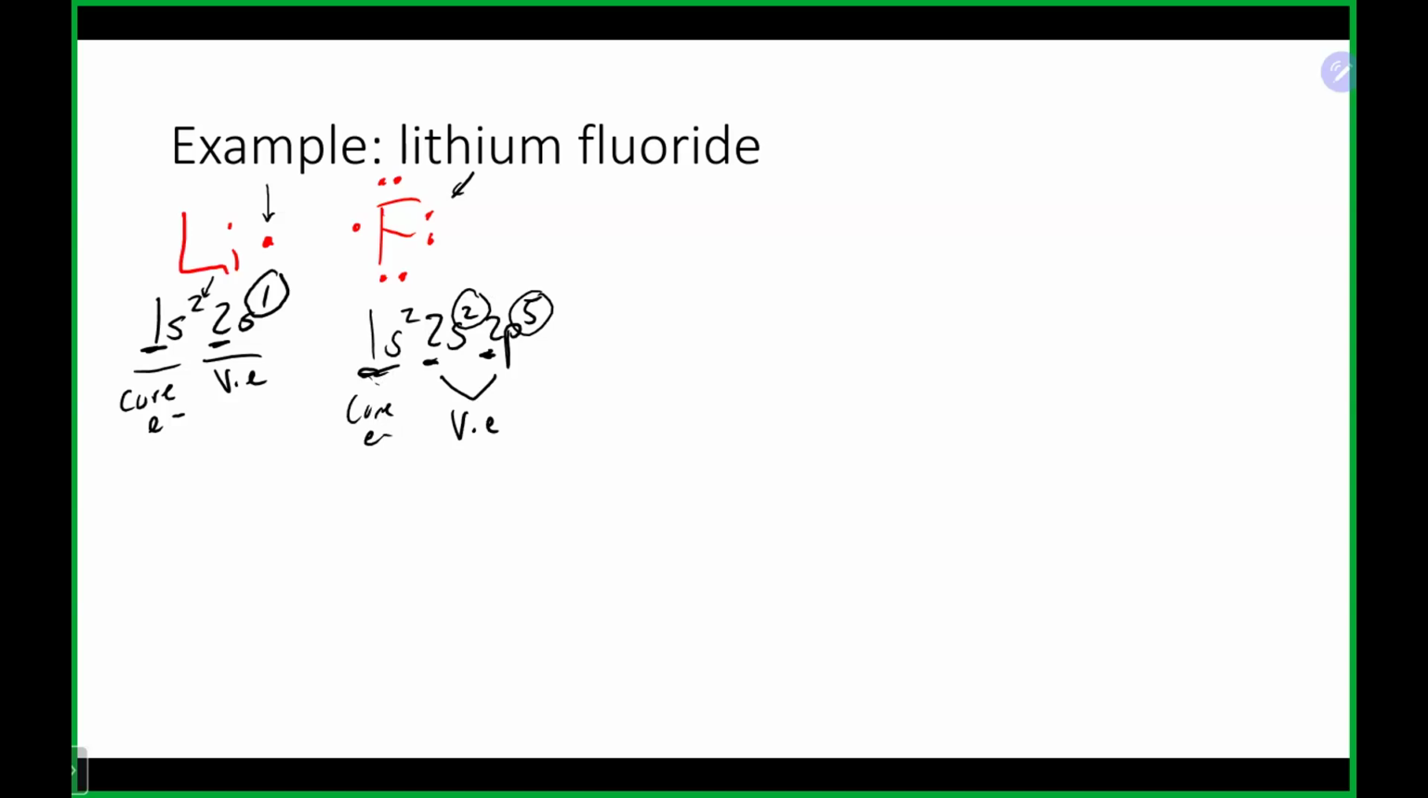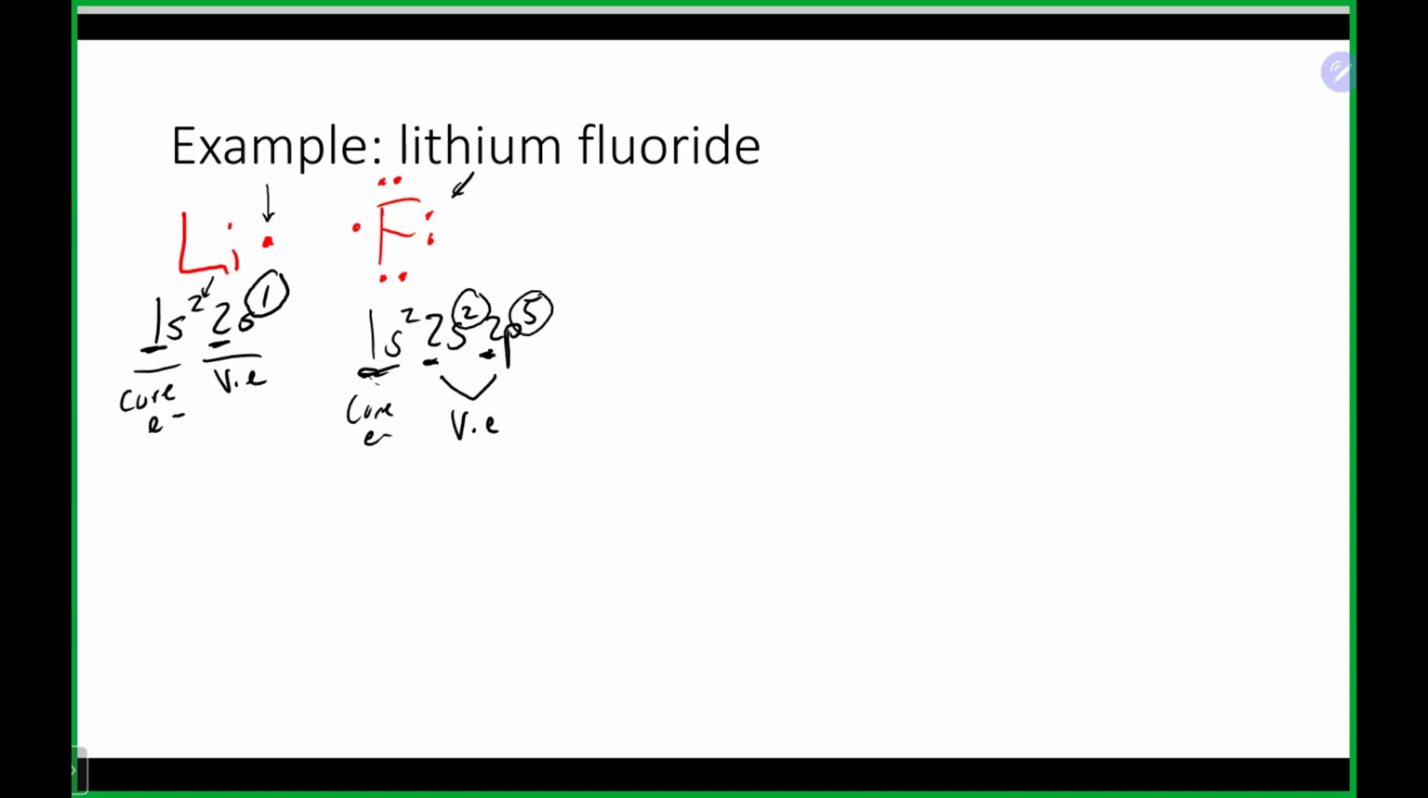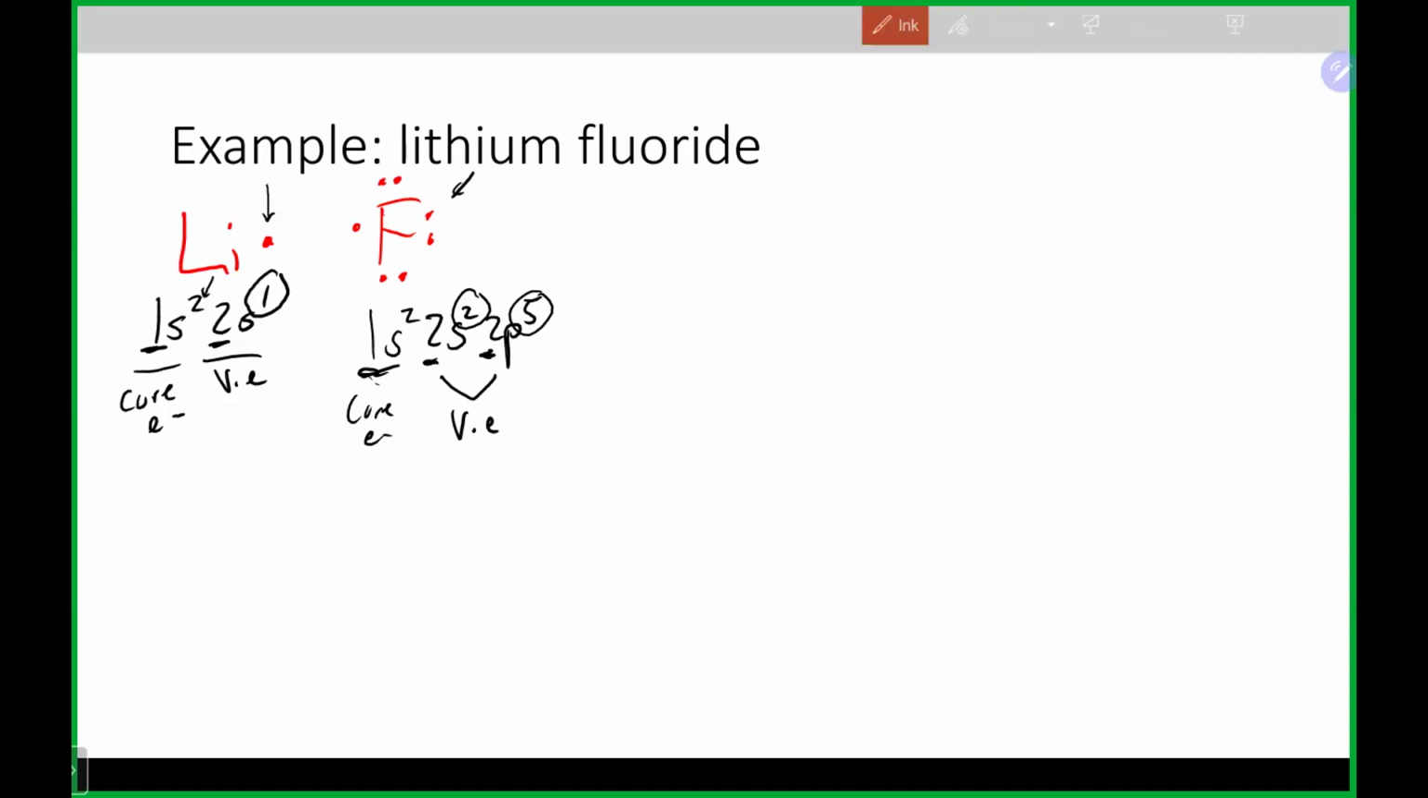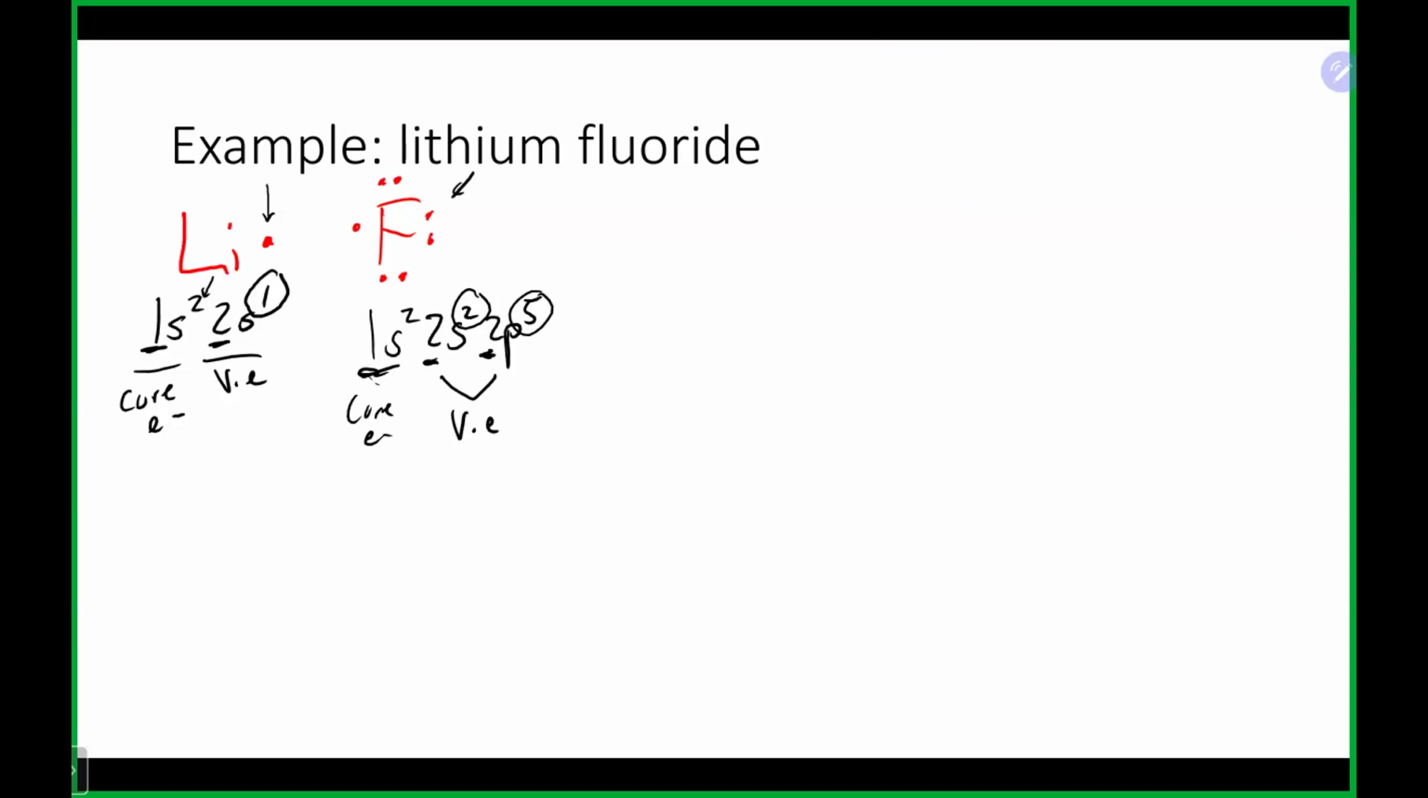So what's going to happen in this situation is that we have our metal, which has very low ionization energy, and our nonmetal, which has high ionization energy, high electronegativity, and high electron affinity. Basically, the lithium is just going to say, no problem, go ahead, take my electron. And the fluorine is going to pick up the electron.